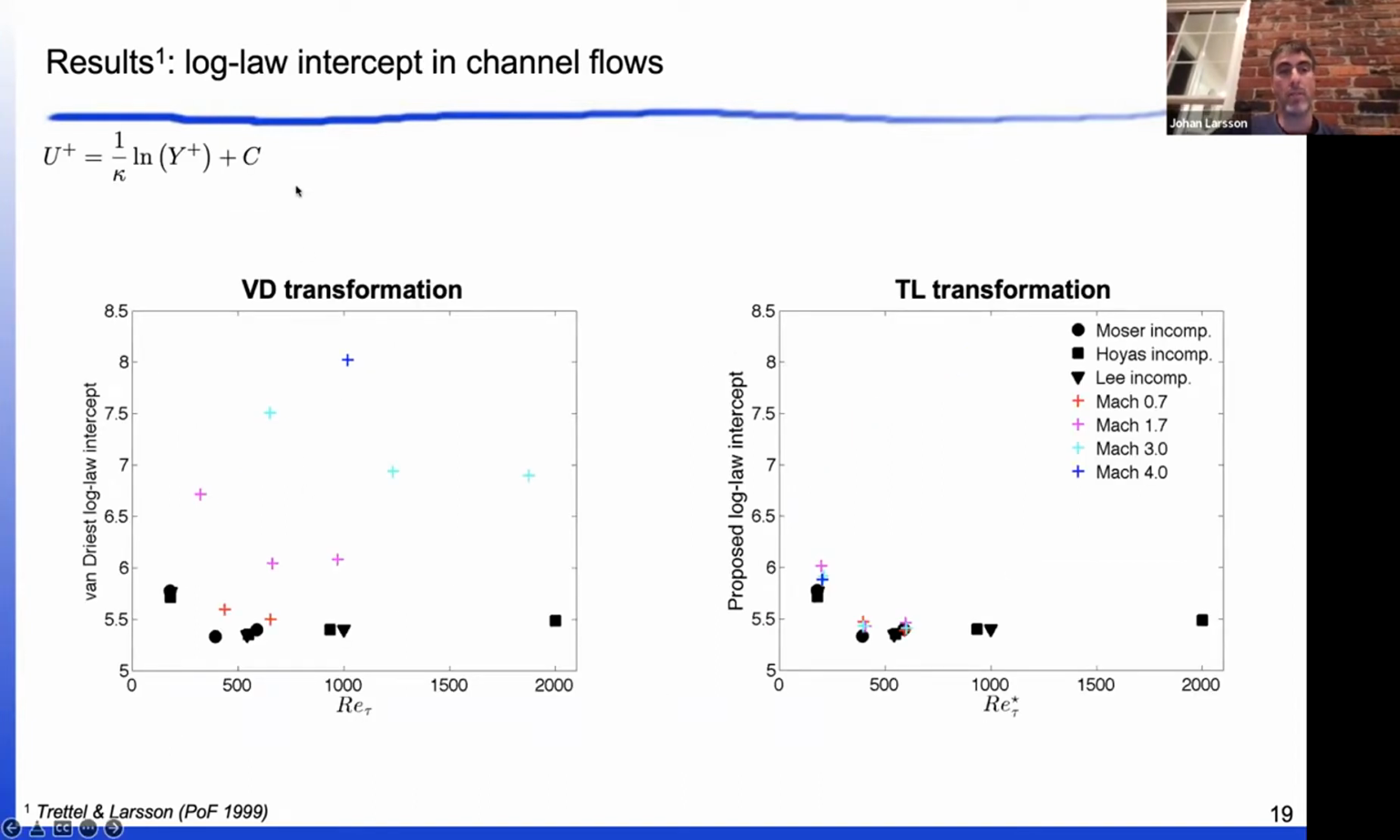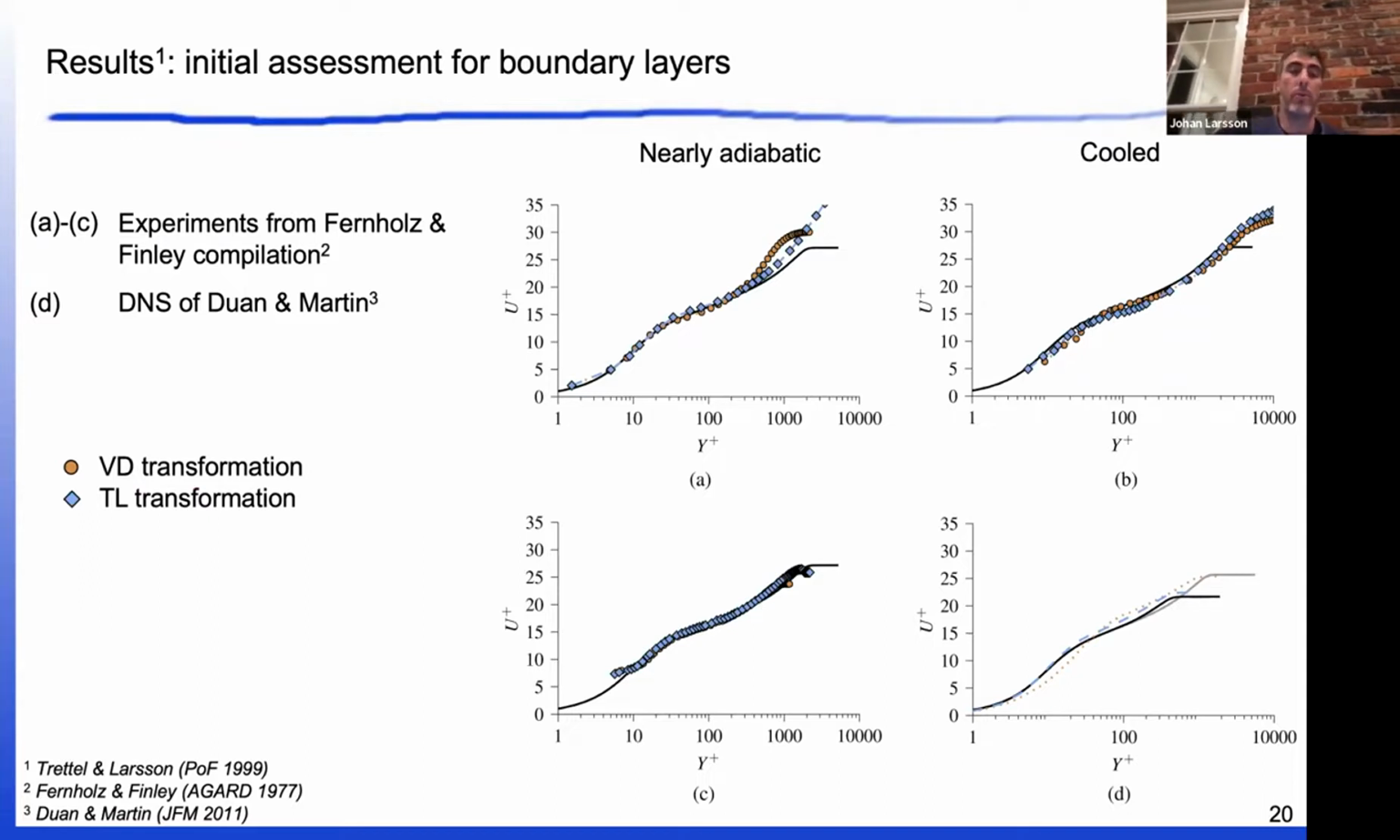And to hammer home this message even more, if I go back to this log law intercept that I argued was so important for friction predictions, if I have the log law here up to the left, and we take the transformed mean velocity profile back out to get what the log law intercept C is, if we use the Van Driest transformation, you have a scatter of this intercept all over the place. But with the proposed transformation that we did, it collapses really well. There is a Reynolds number effect on this log law intercept that incompressible cases also see, but the Mach number effect seems to be handled quite well by the theory. So this was a huge success. Then when we wrote this paper, we did look a little bit at boundary layers. We didn't run anything ourselves.